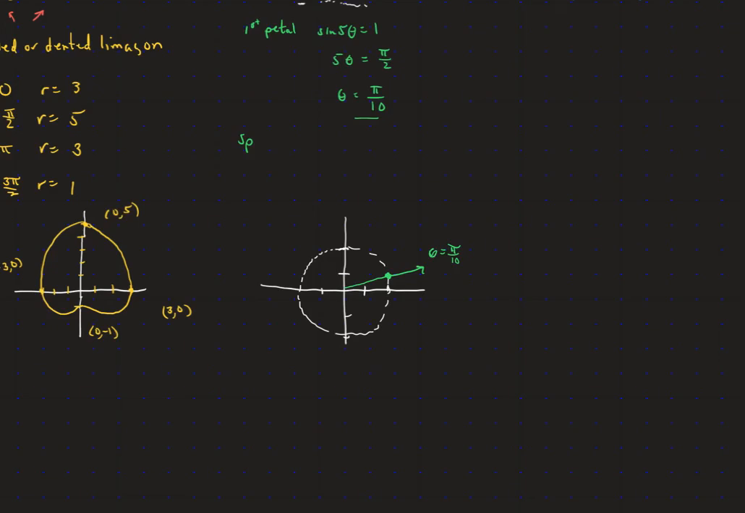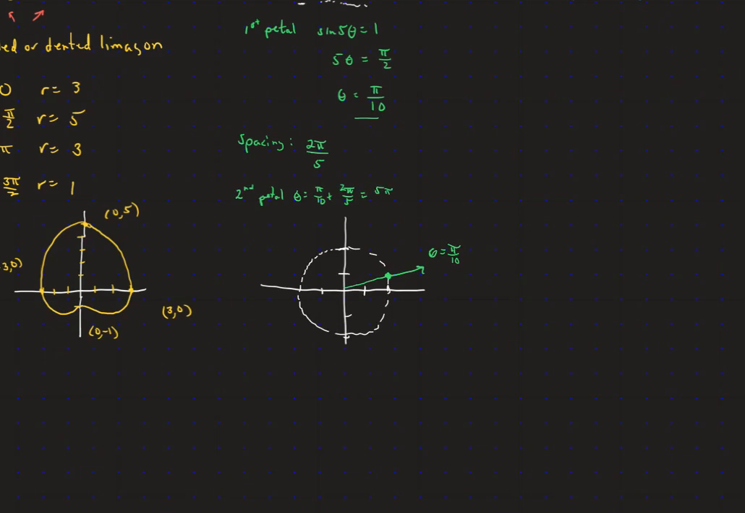Now the spacing between petals is going to be 2 pi, that's a full circle, divided by the number of petals, which is 2 pi over 5. So that means the second petal is going to lie on the angle pi over 10 plus 2 pi over 5, 2 pi over 5 is 4/10.